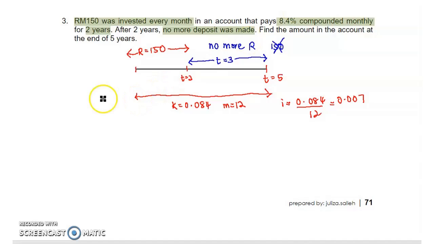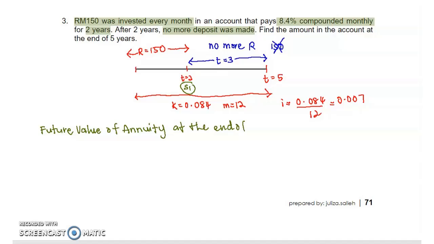Okay, in this case, in the first 2 years only we have annuity, but in the other 3 years there is no more annuity. We need to calculate the future value at the end of year 2 first. Why? Because after 2 years there is no more annuity. I put the value at the end of 2 years as S1. What is S1? It is the future value of the annuity, meaning the 150 ringgit that we pay every month, at the end of year 2.